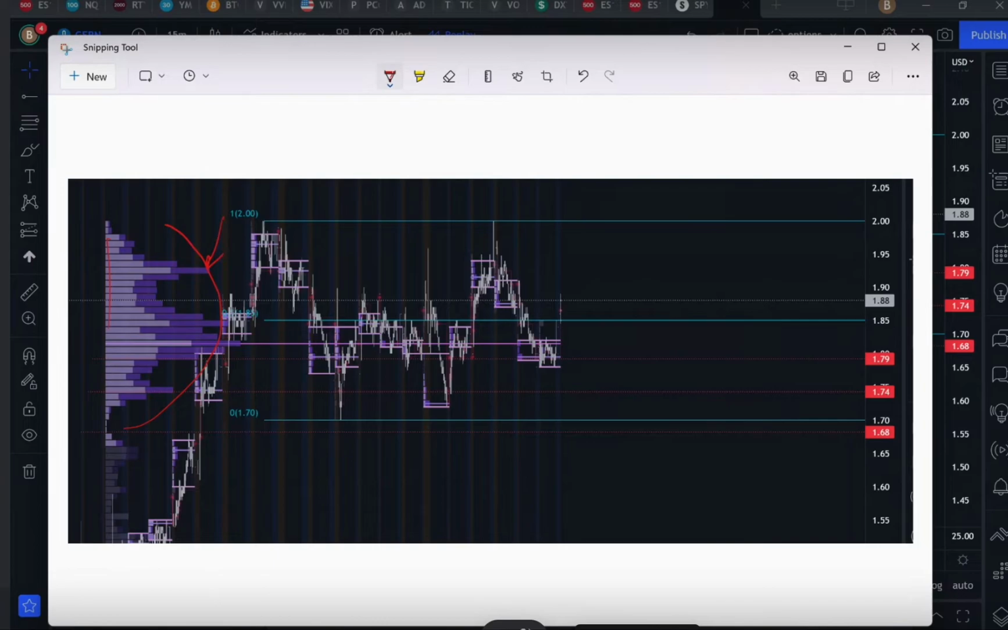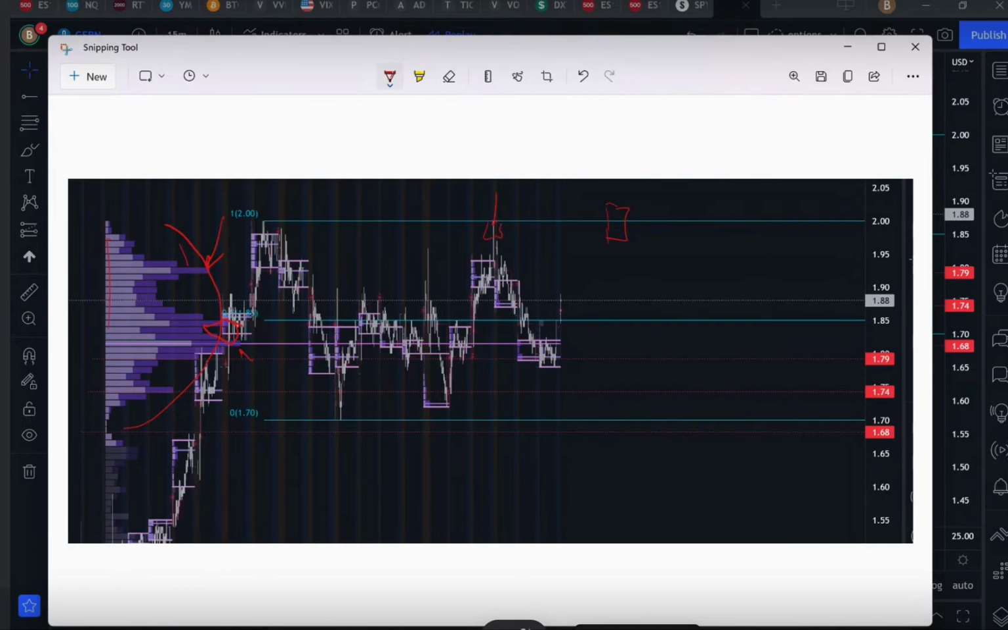This is a decently good high volume node now. It's been tested on the way back down. Again, so is the point of control here, and we've got a little low volume node area in here. So again, we can play off that level. But what you can see with these is they're starting to chew through that. We've had the touch up there. What we probably want is another touch somewhere up here before we expect it's going to go.